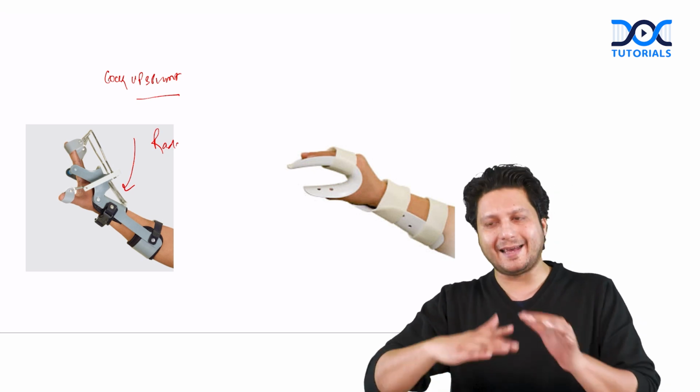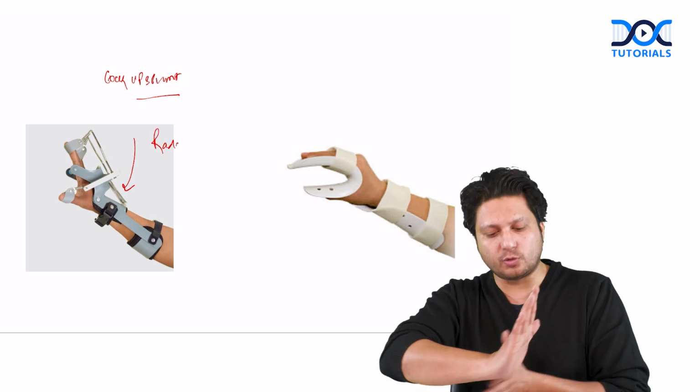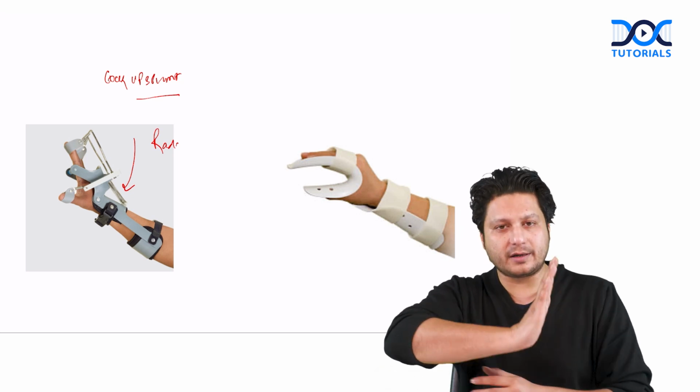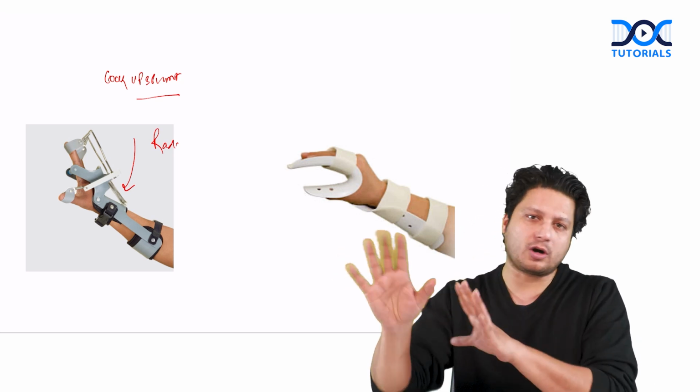So whenever you see any splint, any support which is provided to the wrist where the wrist is held in extension, it is a cock-up splint.